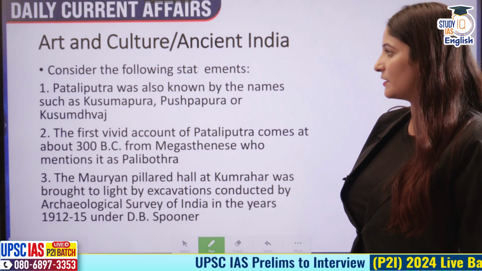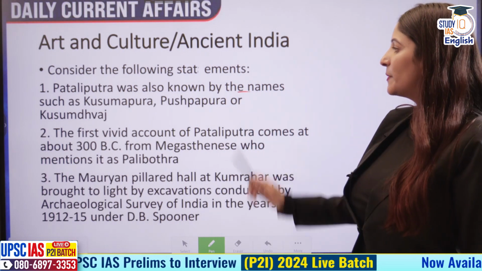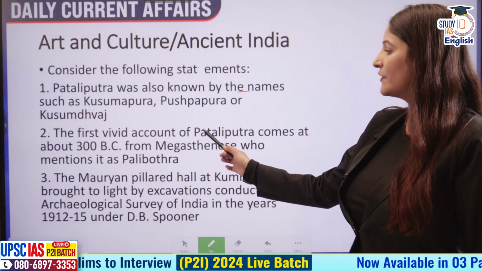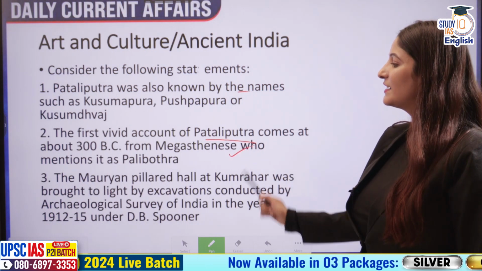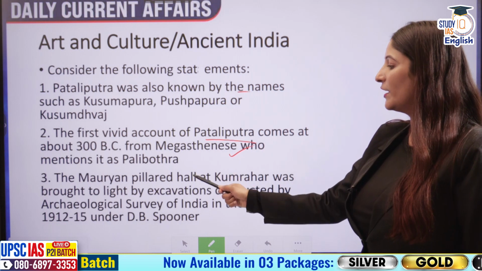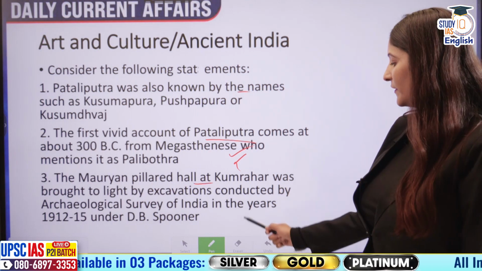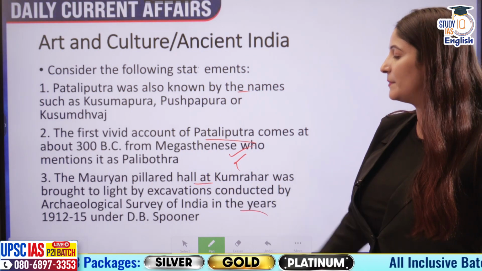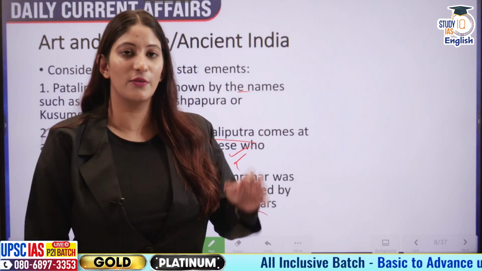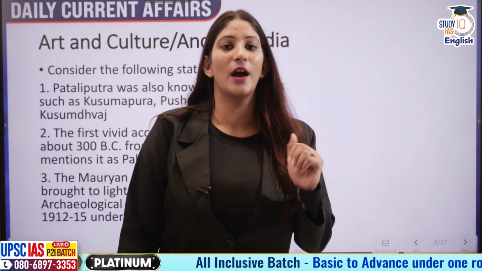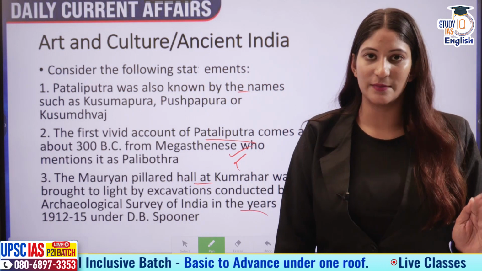Next, consider the following statements. Patliputra was also known by names such as Kusumpura, Pushpapura or Kusumdhwaj. The first vivid account of Patliputra comes at about 300 BC from Megasthenes, who mentions it as Palibothra. The Mauryan pillared hall at Kumrahar was brought to light by excavations conducted by the Archaeological Survey of India in the years 1912 to 15 under D.B. Spooner. How many of the statements given above is or are not correct? See, if this kind of question comes, generally you have to look beyond books. Recently, Kumrahar is in the news, which is why this question has been formulated.